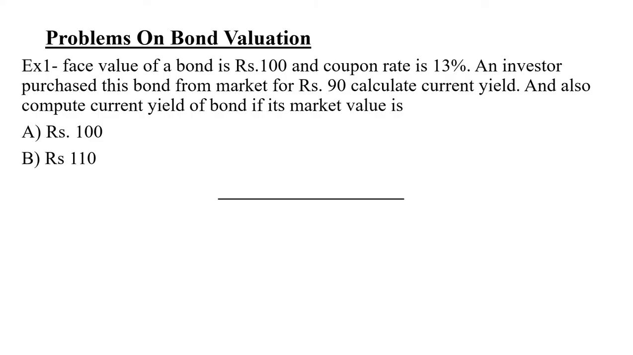So what they said in this problem, they said that we have to calculate the current yield. We have to calculate the current yield in three different situations. First one is when the market value is 90, again when the market value is 100, and when the market value is 110. Now we'll see how to calculate the current yield one by one.